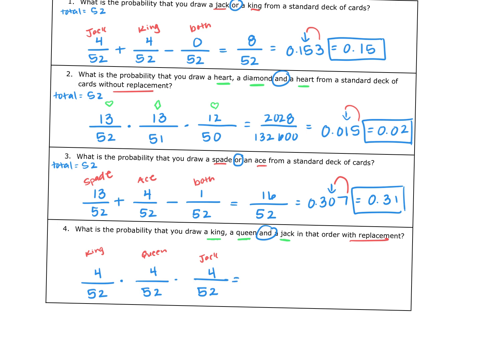I'm going to multiply the top and multiply the bottom. And I get 64 on the top, 140,608 on the bottom. If I divide those, this is a good one. Everybody right now, put it in your calculator. 64 divided by 140,608. Normally, we say, I'm going to take this one, this one, this one, and this one.